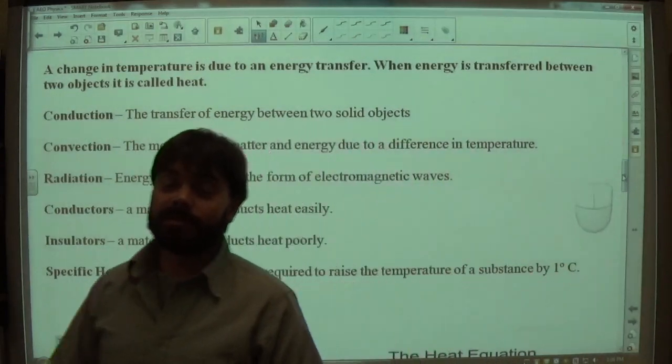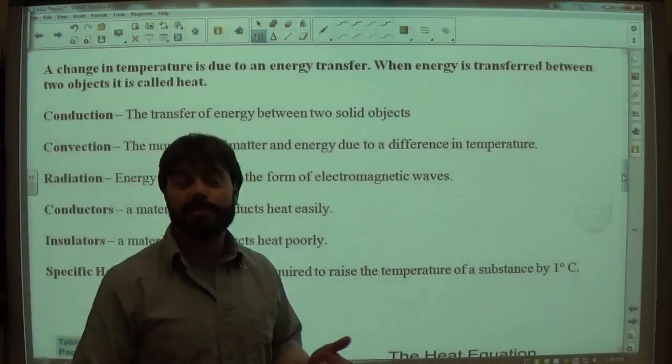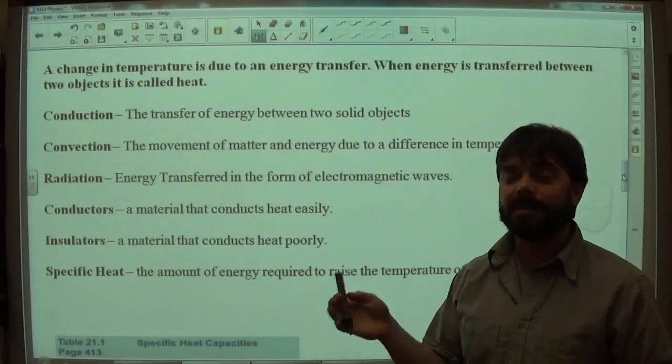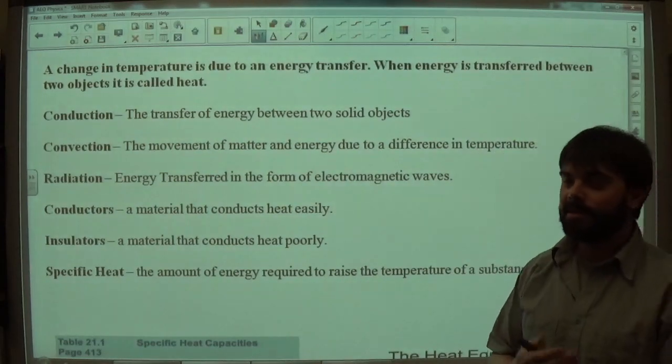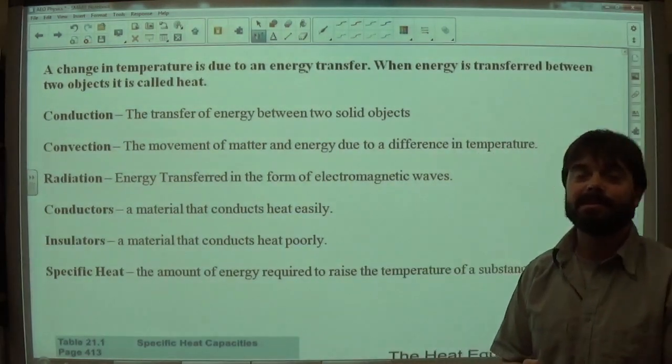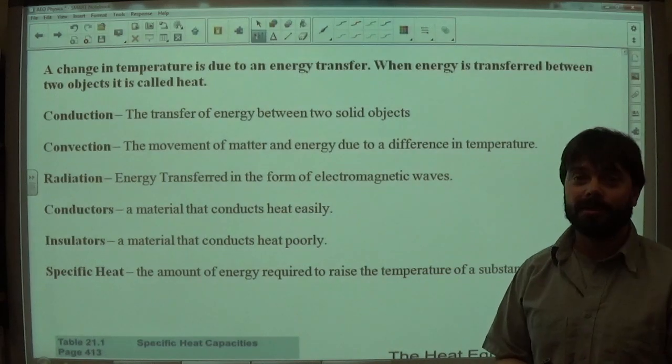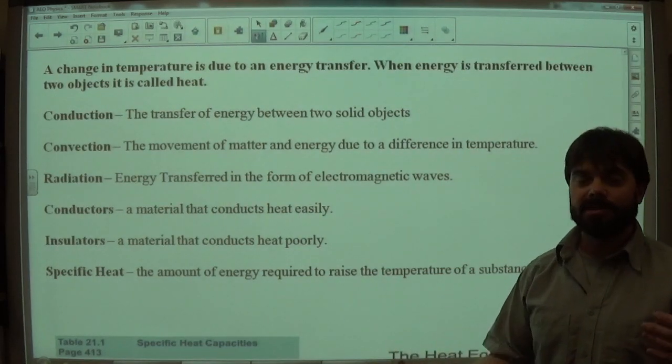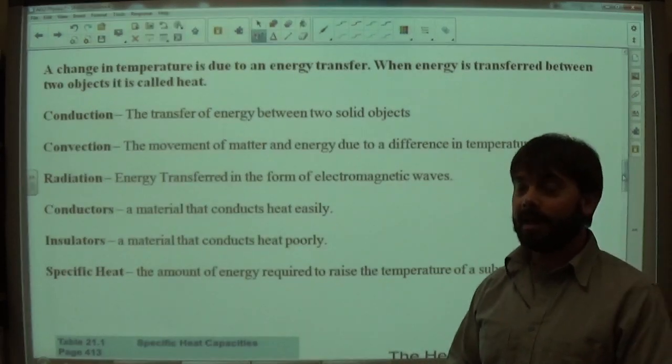Alright, so now that we've addressed what temperature is and how to convert between some of the scales, we're going to talk about what happens when things change temperature. These could be solids, liquids, gases, or plasmas. Any of those forms of matter could exchange energy with each other depending on how they make contact.